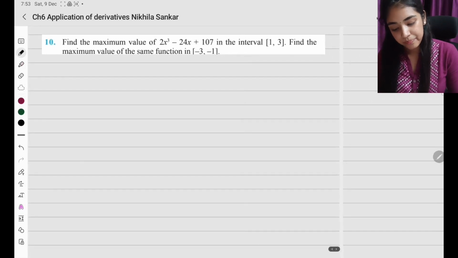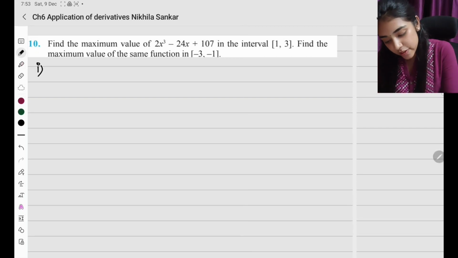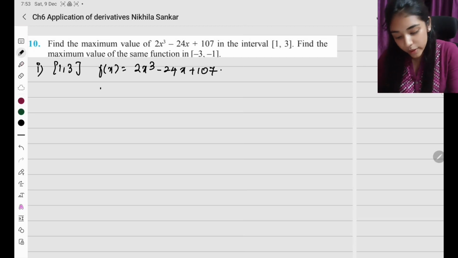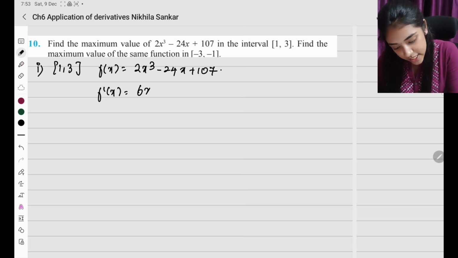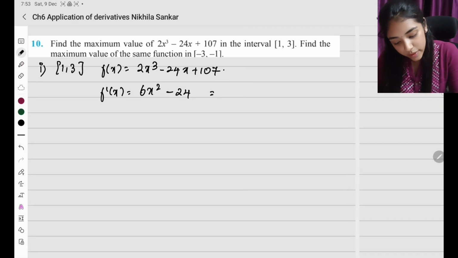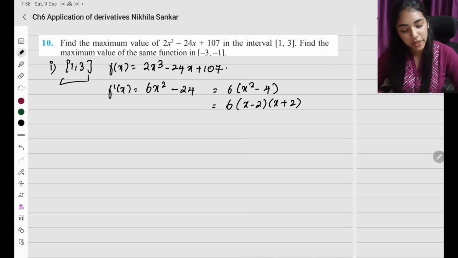Question number 10. Find the maximum value of this function in the interval 1, 3. So there are two subsections. First my interval is going to be 1, 3, and what is my f of x? It's going to be 2x cube minus 24x plus 107. Okay. Now when I find f dash of x, I have 6x square minus 24. So when I take the 6 outside, I have x square minus 4. So here 6 times x minus 2 into x plus 2. a square minus b square is a plus b into a minus b.